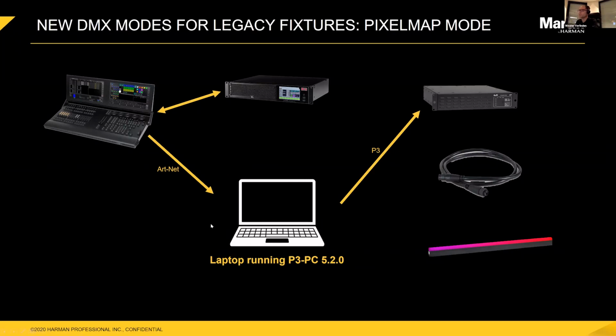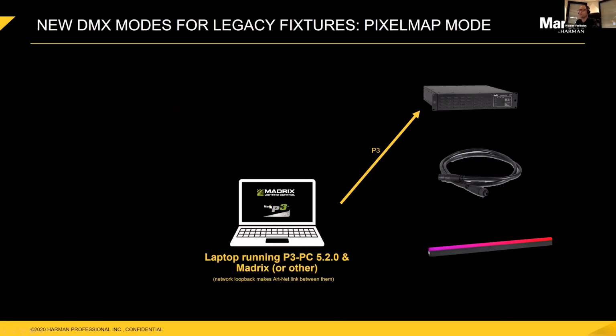But of course, it can even be simpler. I could even on one laptop run P3 PC and then some media package or some pixel mapping software like Matrix. And then I do not need any other things than just my laptop running Matrix and P3 PC. So Matrix sends ArtNet to P3 PC, and P3 PC turns that into P3 data for fixtures like Skeptron. So that's a very compact, very simple system to run fixtures like Skeptrons, Phatrons, Pixlines, and others, of course.